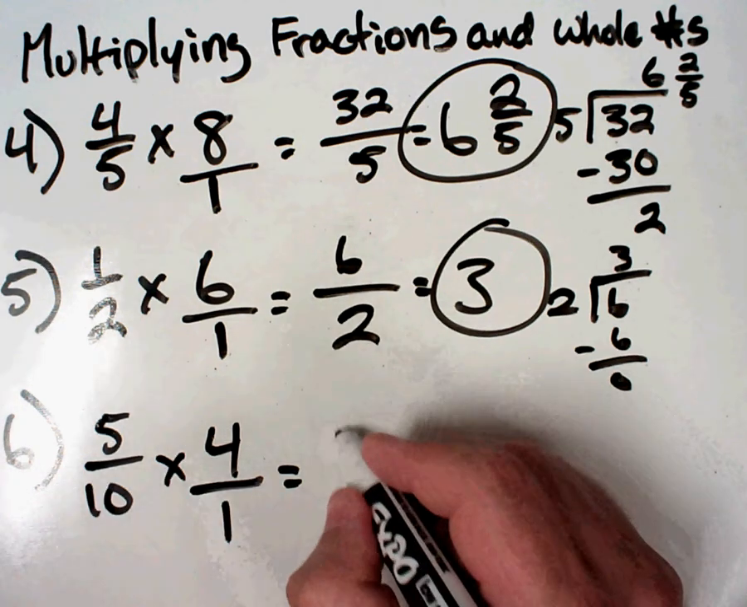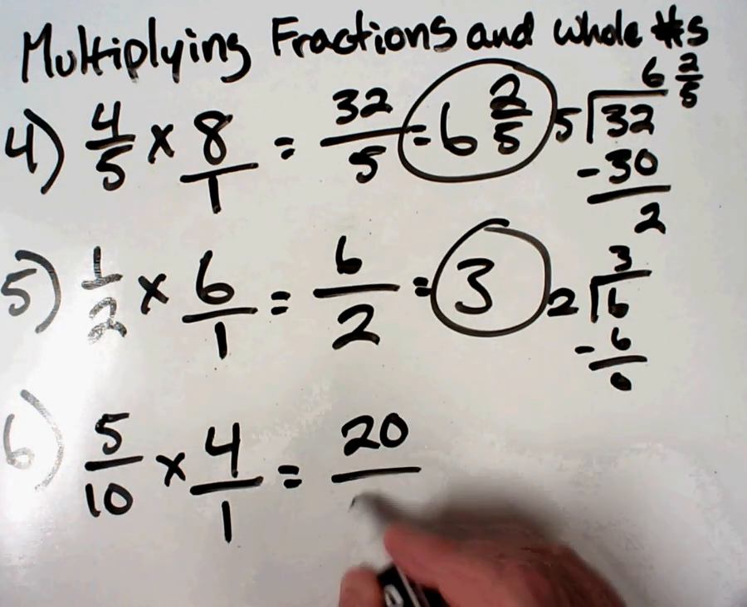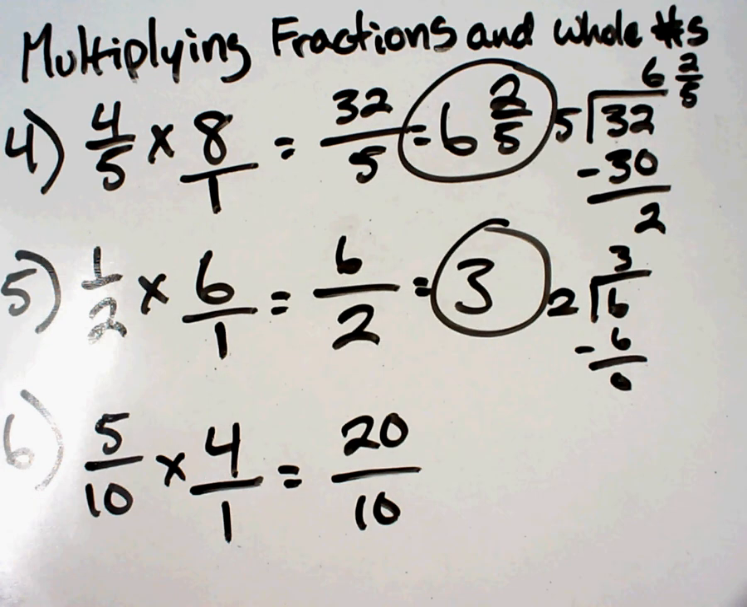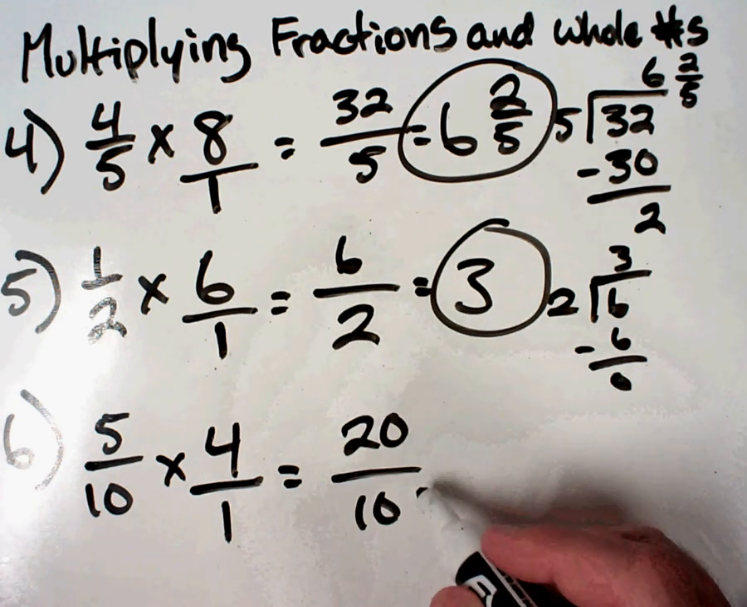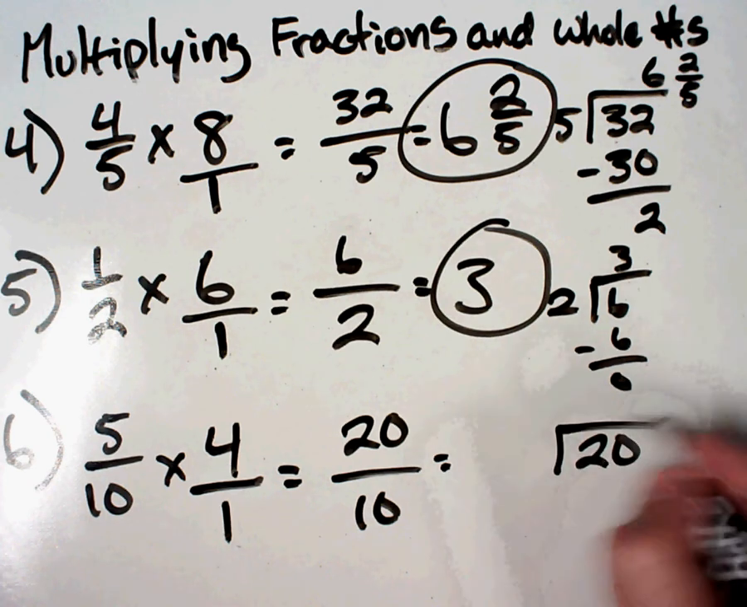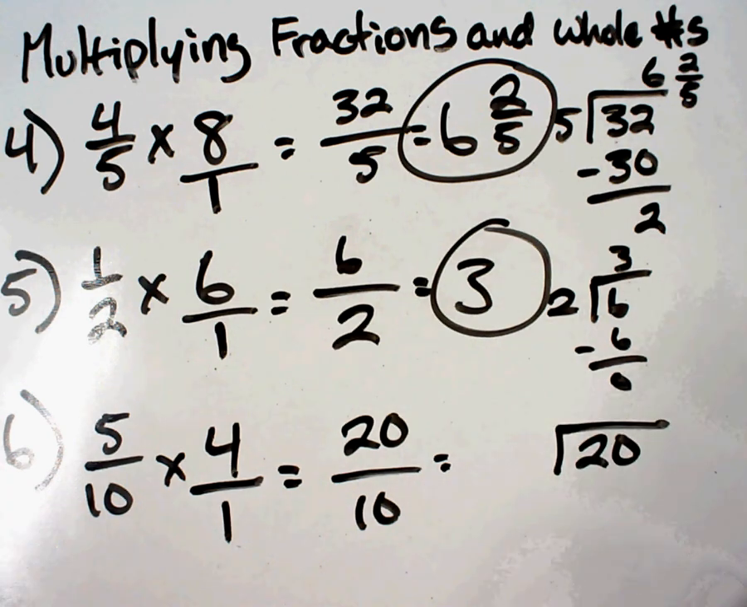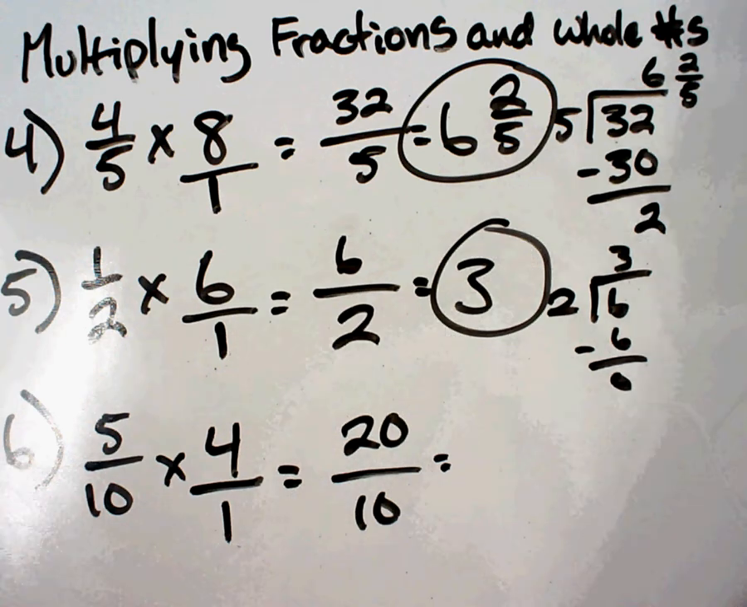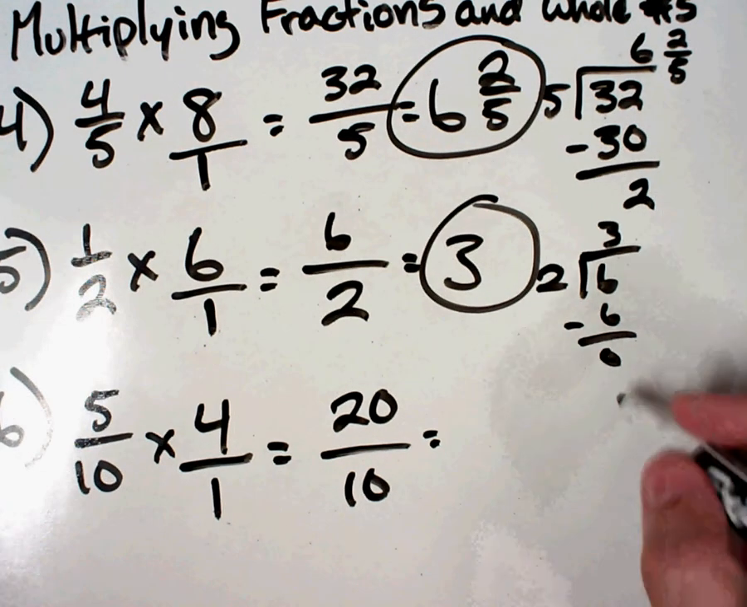5 times 4 gives me 20. 10 times 1 gives me 10. Now, with this one, and probably with this one too, you can probably do this in your head, but I'm just going to write out the steps because I want us to see it. All right, so, and actually, let me see if I can sneak it down here in the corner a little bit.